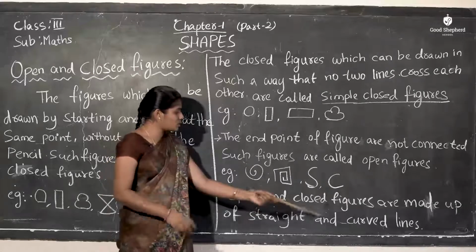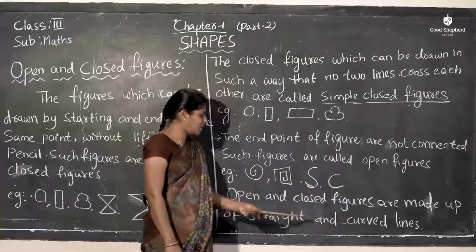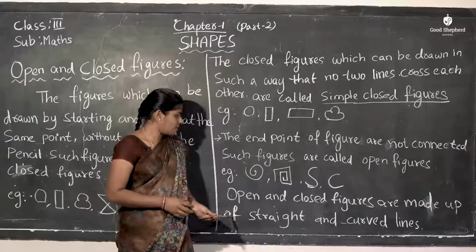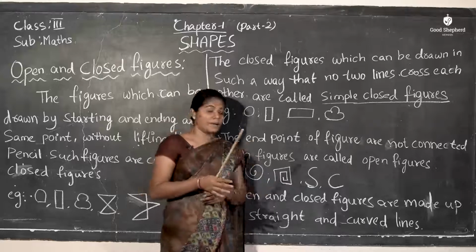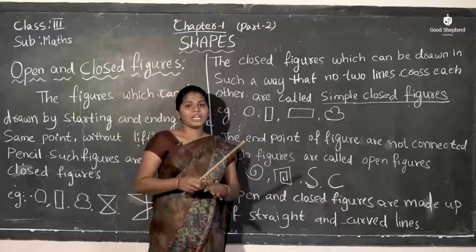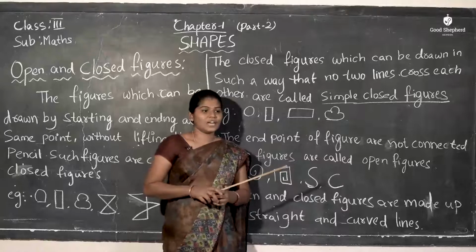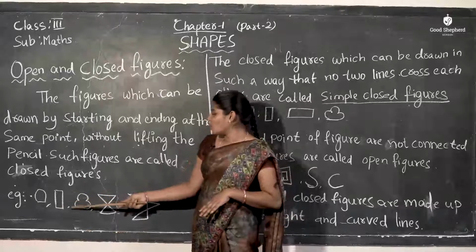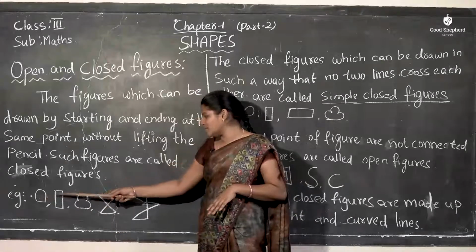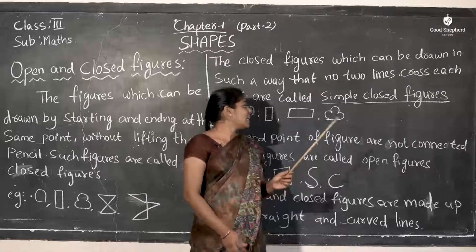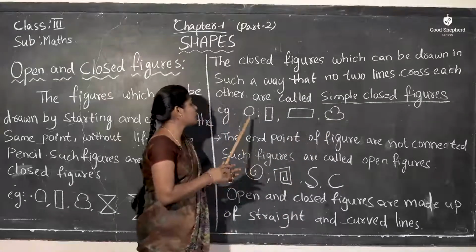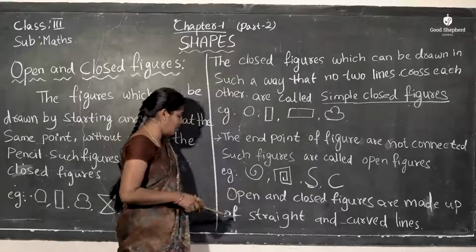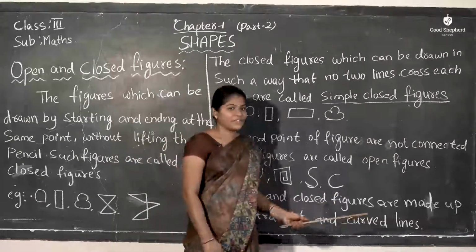Open and closed figures are made up of straight and curved lines. All these figures which we are drawing are made up of straight and curved lines. When we look at the closed figure, here we have some curved lines and some straight lines. Similarly, in the simple closed figure also, there are some curved lines and some straight lines. So these figures are formed with the help of straight and curved lines.